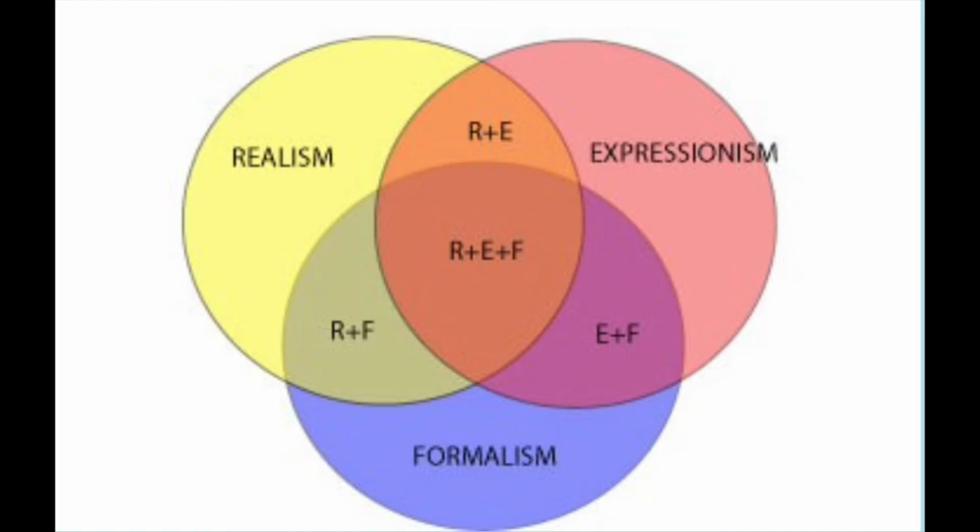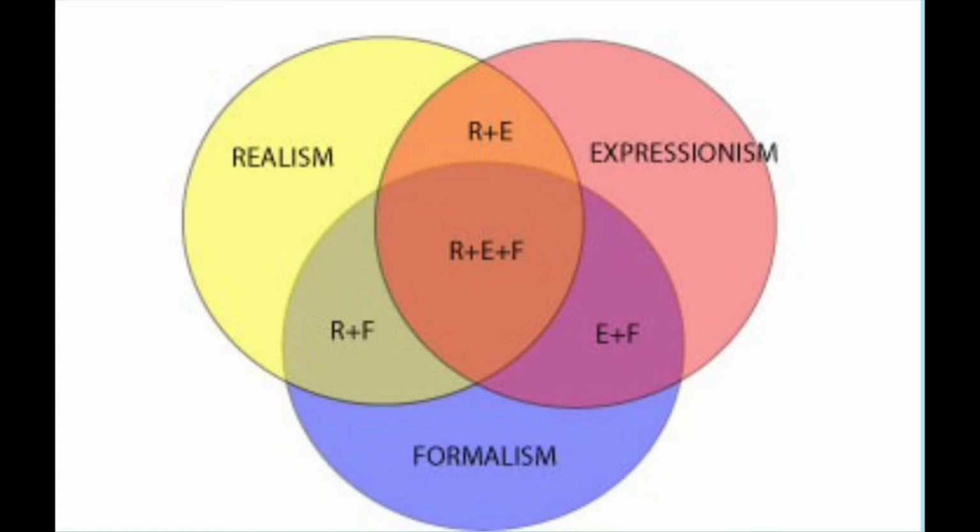Expressionism is when we want to bring in emotion, and amplify the emotion in a work of art. The realism perhaps becomes less important. And then finally, we have formalism. I like to link the three. This is called a Venn diagram.